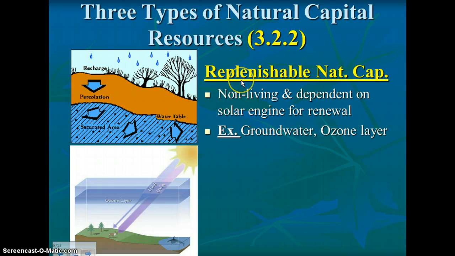It is not alive, so it is not renewable, but it can come back within a reasonable time if we let it, so it's replenishable. Ozone we'll learn about more in the year, but it is also something that can replenish.